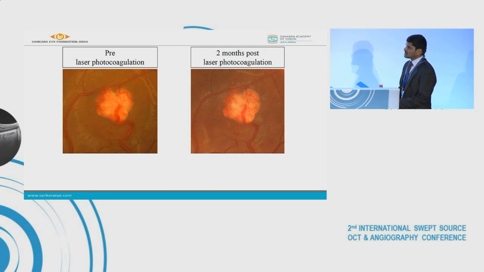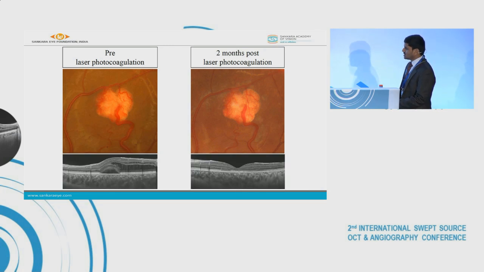These tumors are large and they do usually require multiple sessions of treatment. This tumor was treated with laser photocoagulation. Post-treatment, we can see only subtle changes, but when we do an OCT, we can see that there is resolution of macular edema. So there should be a definite response.